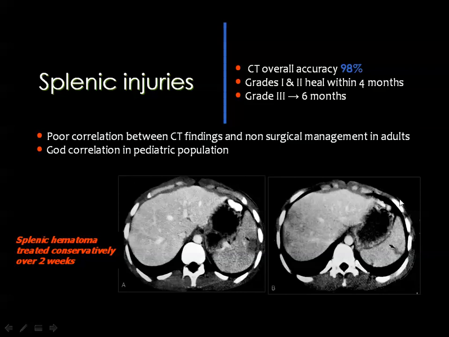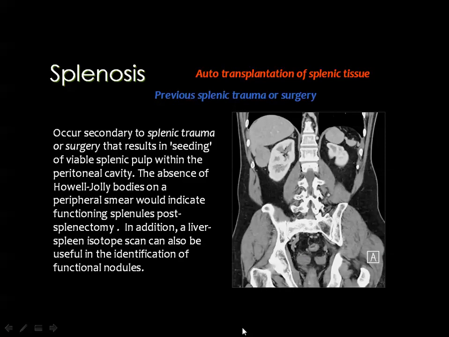You know that the CT overall accuracy in diagnosis of splenic injuries may reach about 98%, and grade 1 and grade 2 injuries of the spleen will heal within 4 months, while grade 3 will heal over a 6 months duration, and grade 4 of course is an indication for splenectomy.